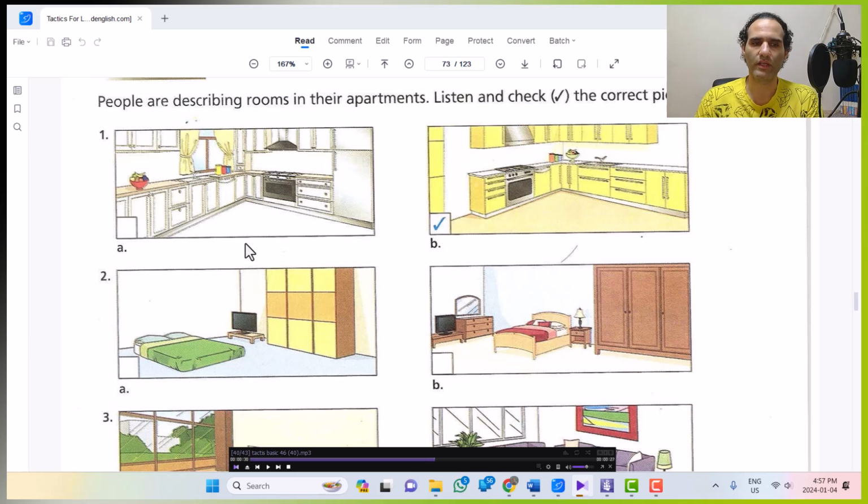Okay, so it is picture A. The guy has got a mattress on the floor and a TV in the bedroom.